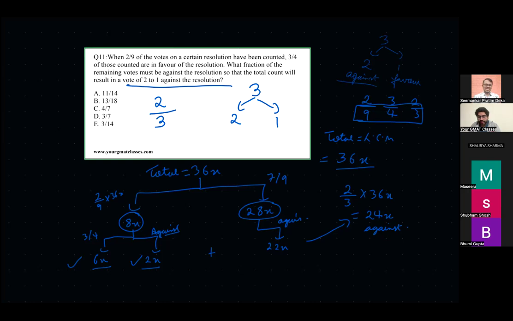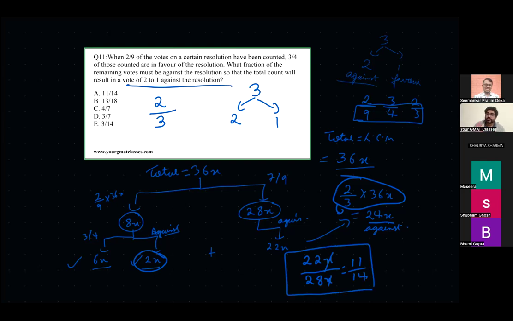So I separately calculated that 2/3. I'm getting that as 24x. Are you able to follow till here? Okay. Now it's fine. Got it. Out of 24x, 2x already against. So out of remaining, I need 22x more, right? And that's what the question is: what fraction of the remaining votes must be against? So out of the remaining 28x, 22x must be against. 11 by 14. Okay class, thank you.